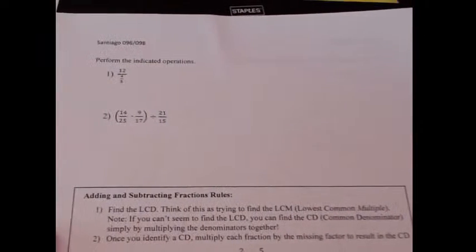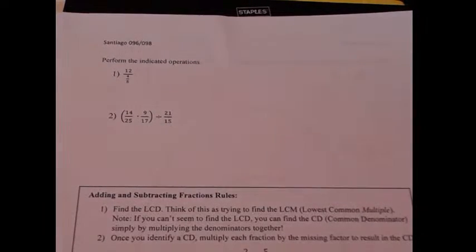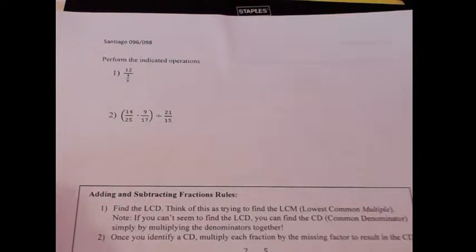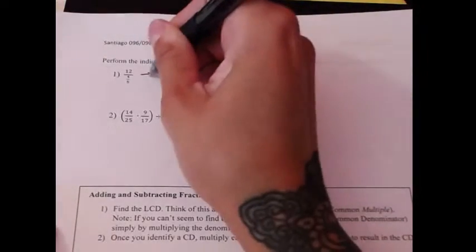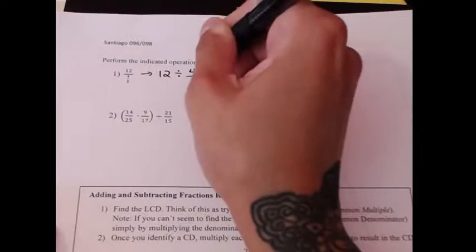Number 1, perform the indicated operations. So take a look at our first problem here. Whoa, what does this say? Okay, well, if you look closely, it says 12 divided by 4/5. If that looks weird to you, why don't we just rewrite it? So this is actually 12 divided by 4/5.